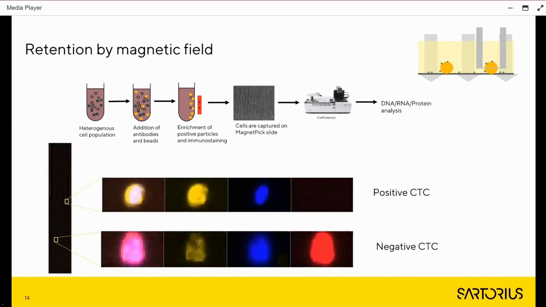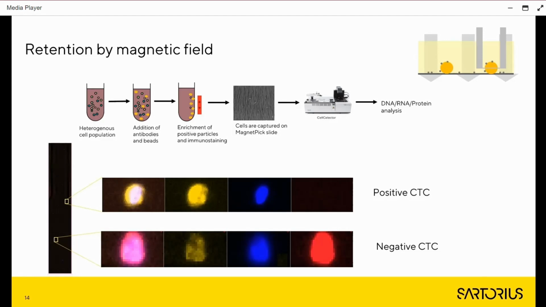In the example here, we have stained circulating tumor cells with DAPI and two different cell surface markers, from which one has to be positive and the other one has to be negative for cells to be classified as a circulating tumor cell. Once all circulating tumor cells have been identified, the cells can be isolated and sequenced.